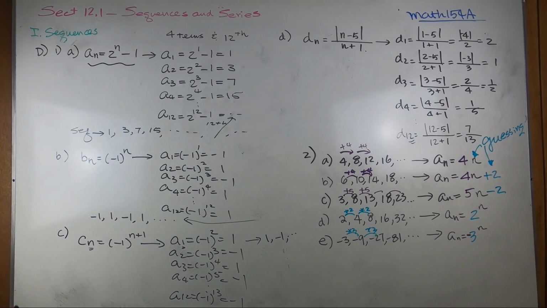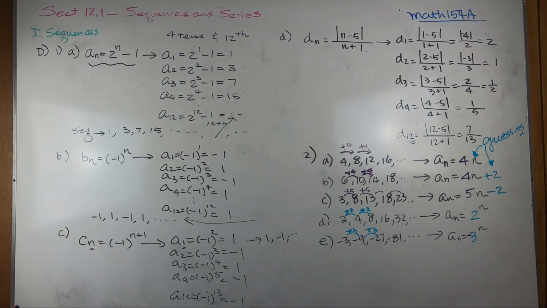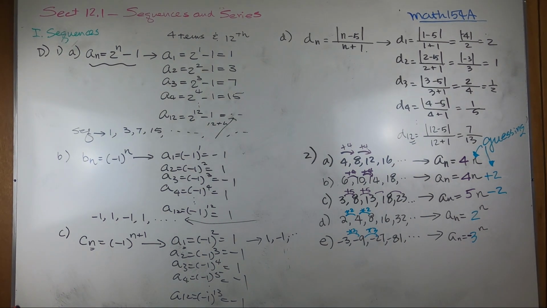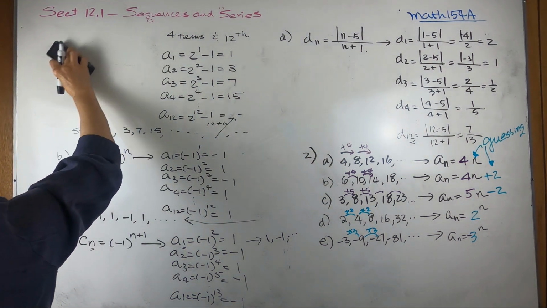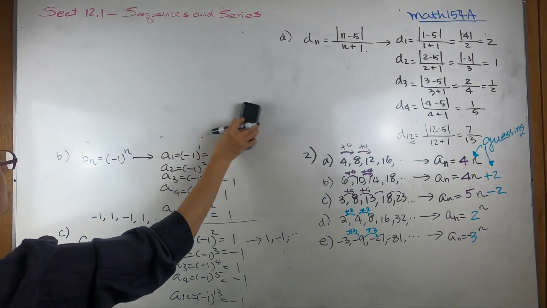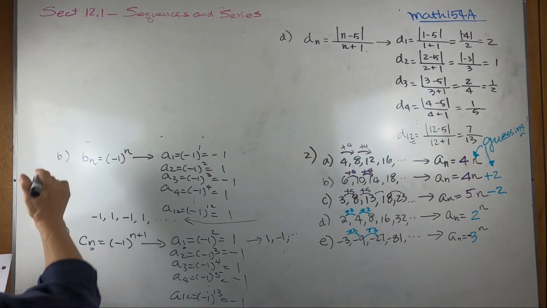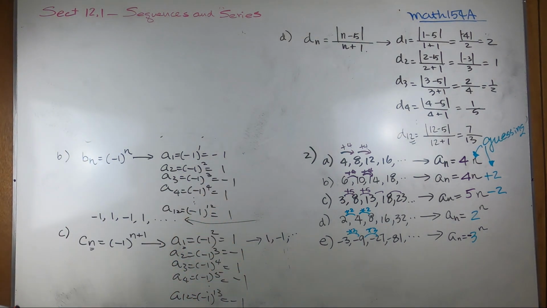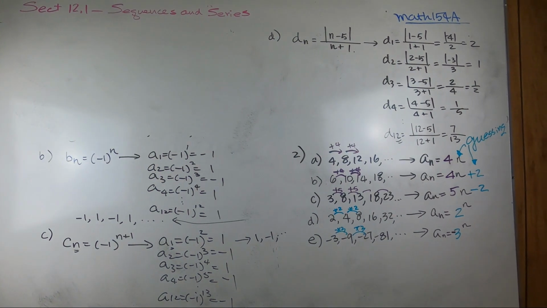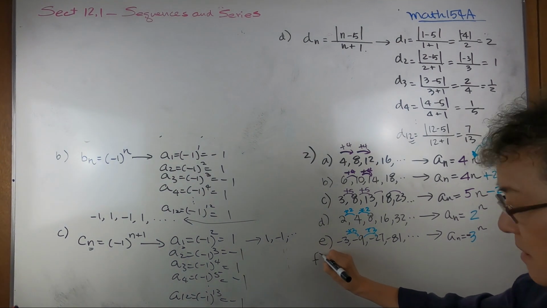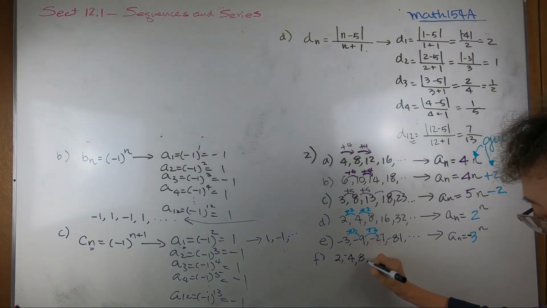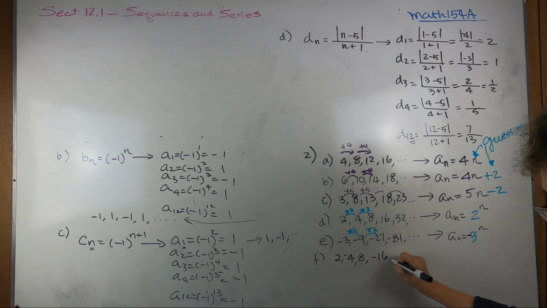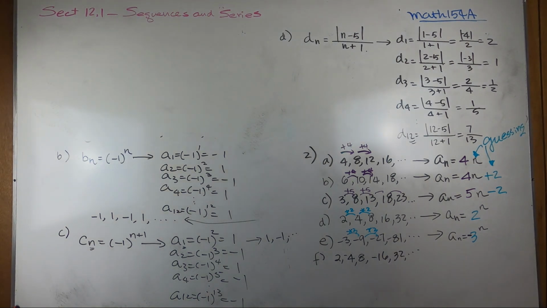So let's take a look some more. Okay, so those are just simple patterns, straightforward, from adding the same number or multiplied by a certain number, E. Okay, let's see. Next number we have is this one, F. Okay, pattern 2, 4, -4, 8, -6, and 32, and so on.